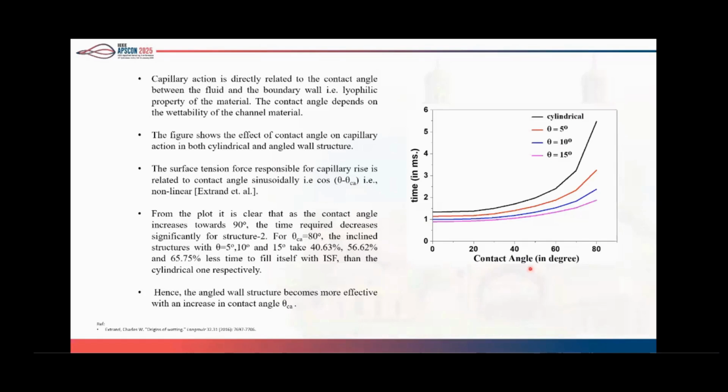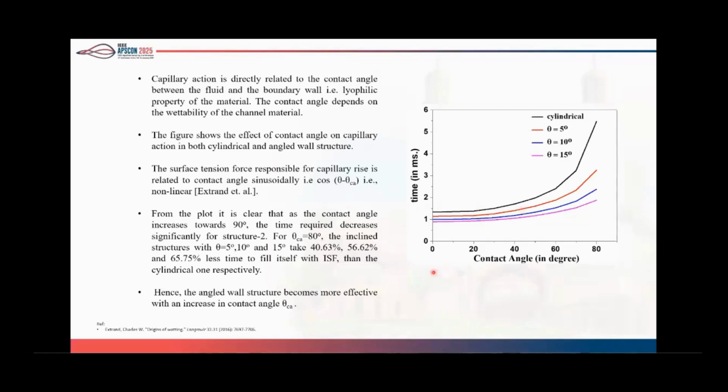Here the contact angle is taken as theta CA, and it is non-linearly related through the cosine of theta minus theta CA. The graph shows how, with an increase in contact angle, the time required to fill the microchannel increases. To simulate different materials, we vary the contact angle from 0 to 80 degrees and see the trend in the required fill time. As the contact angle increases towards 80 degrees, the rise of the column becomes slower and slower, non-linearly.